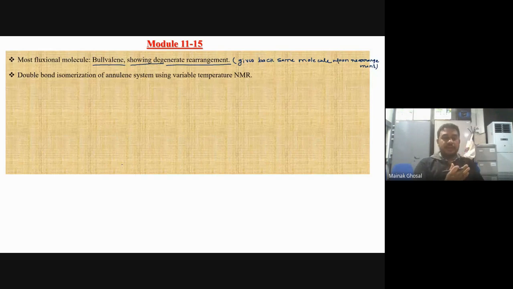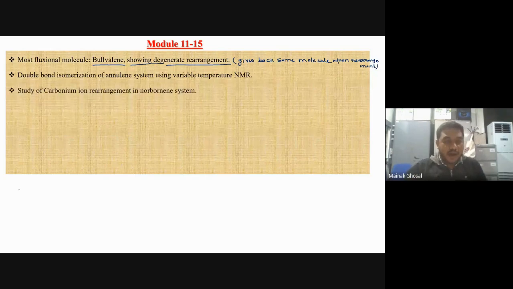In benzene, benzene shows resonance. What happens after resonance? The position of the double bond actually changes. That's the same thing as double bond isomerization. The position of the double bonds changes, and from there the environment faced by different protons will be different at low temperature, and you can easily monitor it using variable temperature NMR.